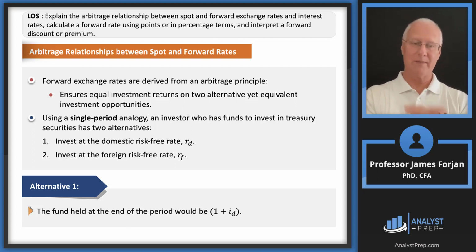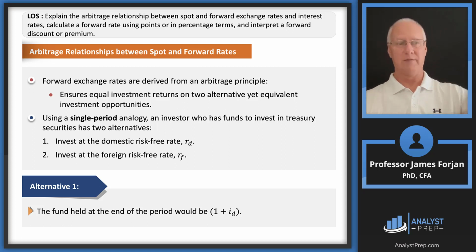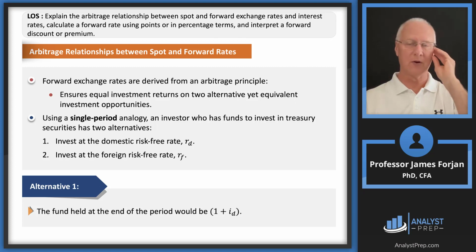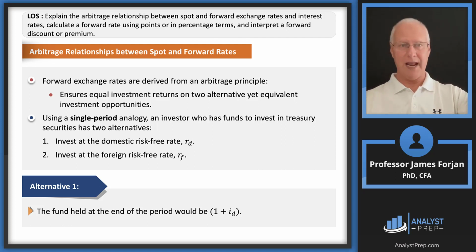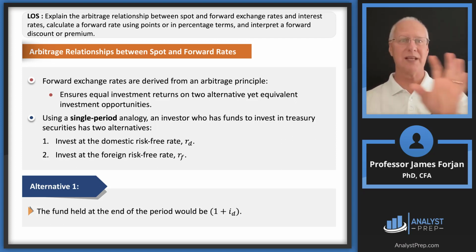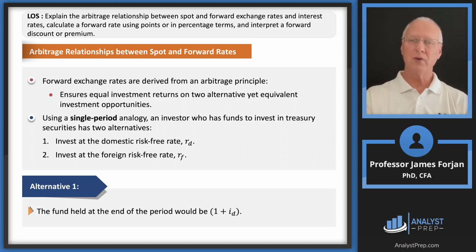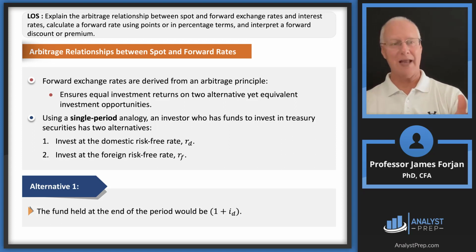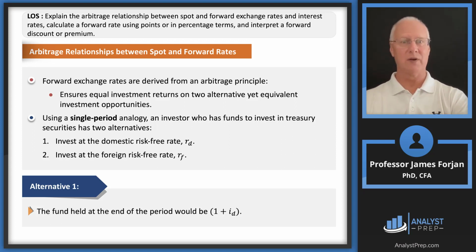But what if I could take my $100, convert to Canadian dollars? Maybe it's that one-to-one relationship that we talked about earlier. 100 Canadian dollars, and I could invest at a Canadian interest rate. Suppose the interest rate in Canada is 20%. So I convert that and then I invest in Canada. So at the future value, I would have 120 Canadian dollars.